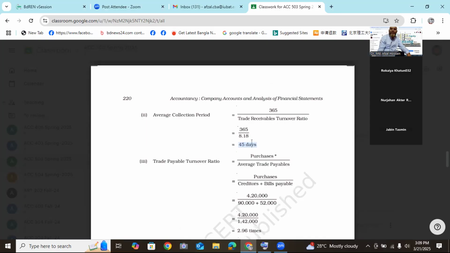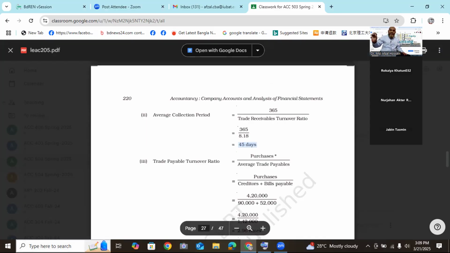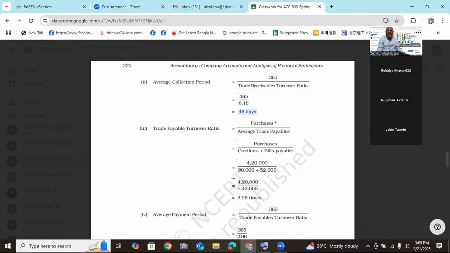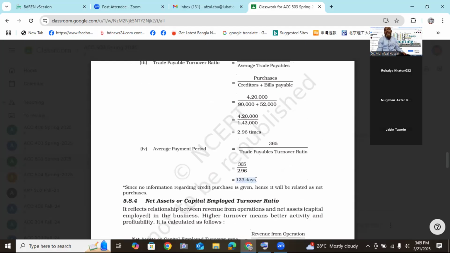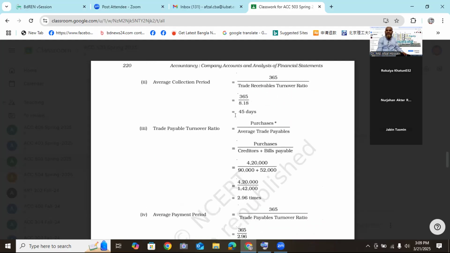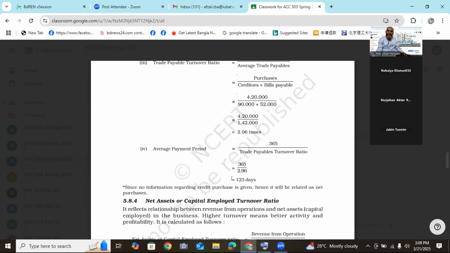45 days. That means every 45 days you collect your money, and this other one is 123 days. Every 123 days you pay the money, isn't it? Which is not good. You collect money very fast, 45 days, which is very good. But for the payment, you delay, isn't it?